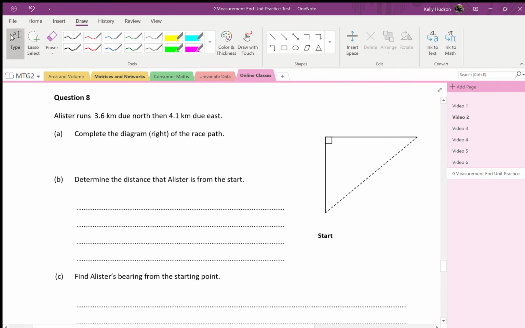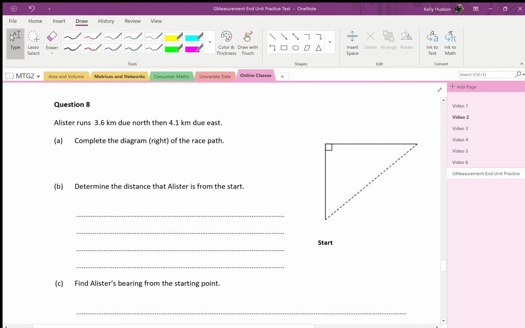Question 8 says, Alistair runs 3.6 kilometres due north and then heads due east. So what I'm going to do is make this one the northerly direction, and I'll make this one the easterly direction. So, the person starts running, they go 3.6 towards the north, and then they run 4.1 towards the east, and they're running kilometres.